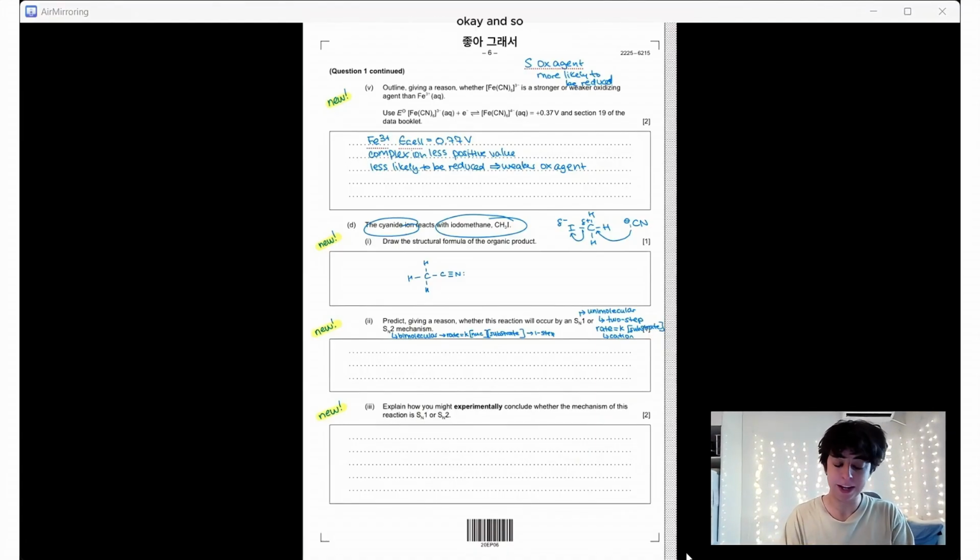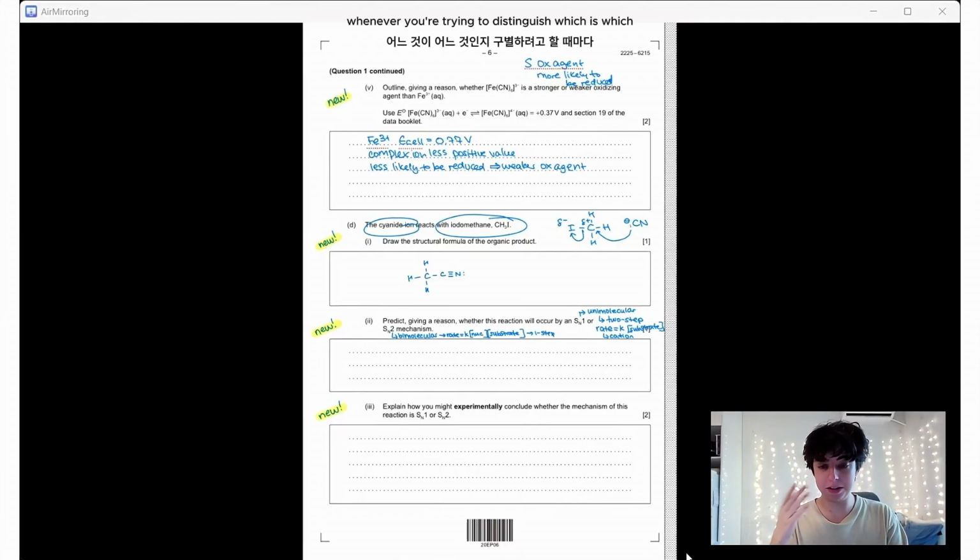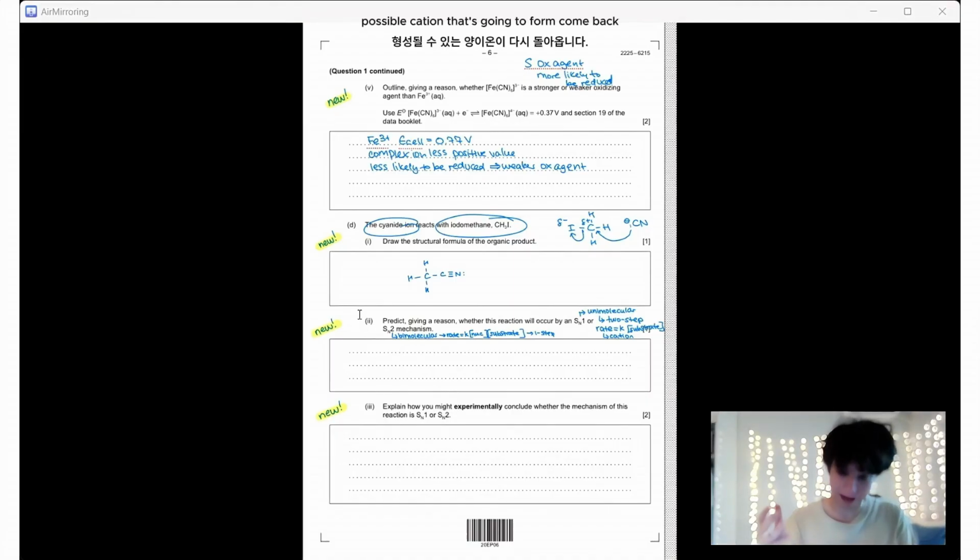And so whenever you're trying to distinguish which is which, like kind of predict, this is a primary halogenoalkane. And so whenever you're deciding on whether or not it's going to form SN1 or SN2, you essentially just need to think about its cation stability. And so whenever you're thinking about its cation stability, you need to look at the possible cation that it's going to form.